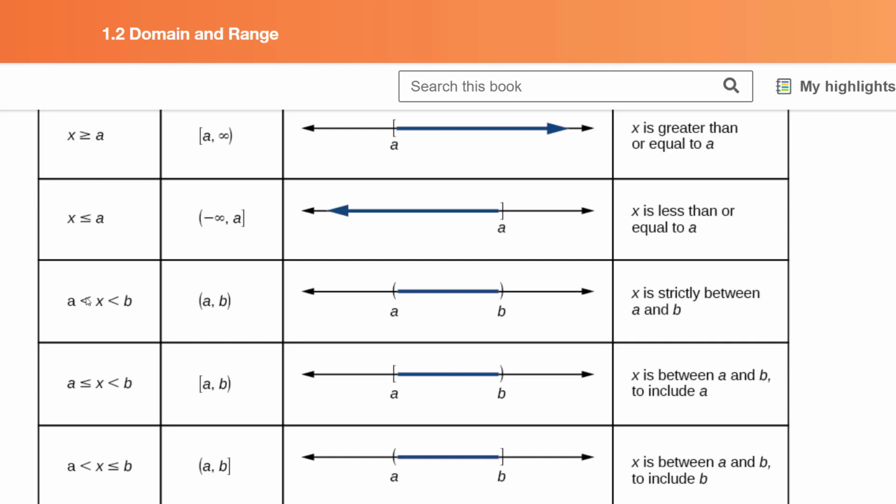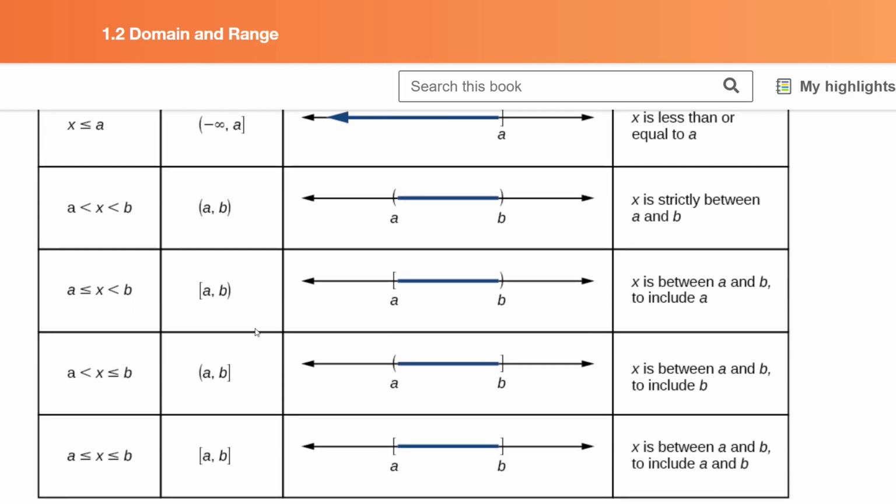So this is x is strictly between a and b. And we just say that we go from A to B. Notice that because of the parentheses, that means that we're not including either endpoint. And then it's got the rest of the permutations of this. It's got that we include A, but we don't include B. We include B, but we don't include A, and then we include both. So to include the point, you put a square bracket. To not include the point, you put a parentheses.